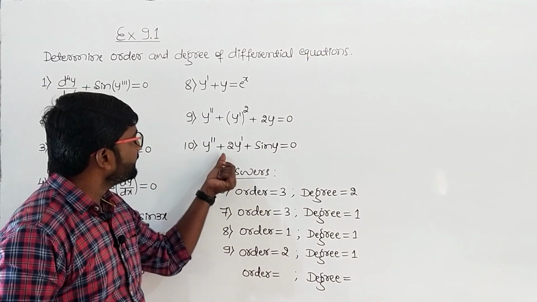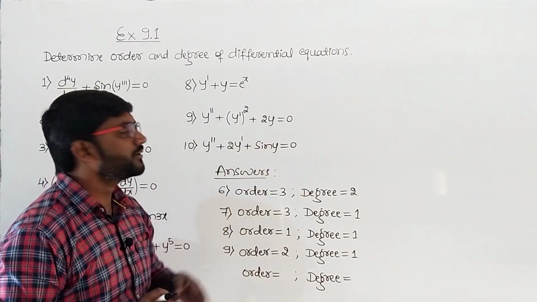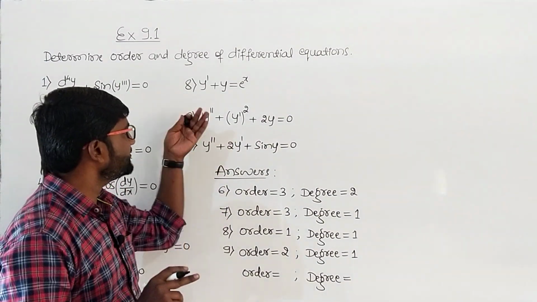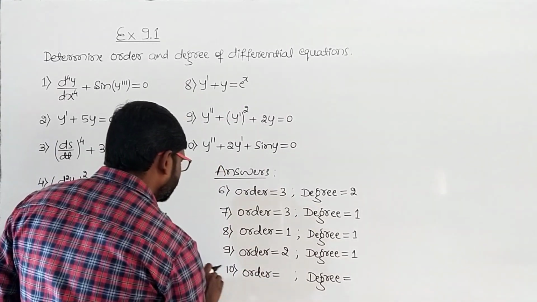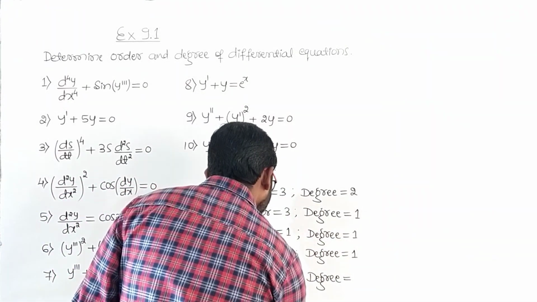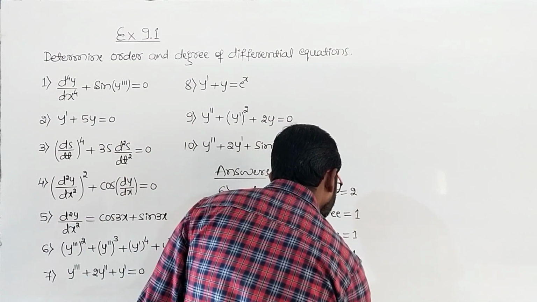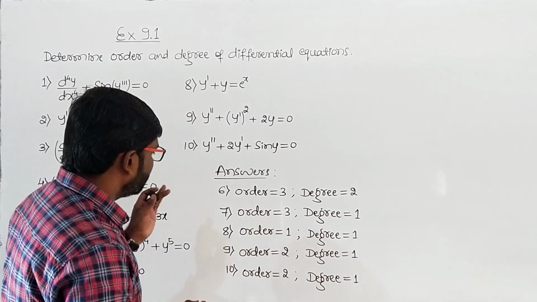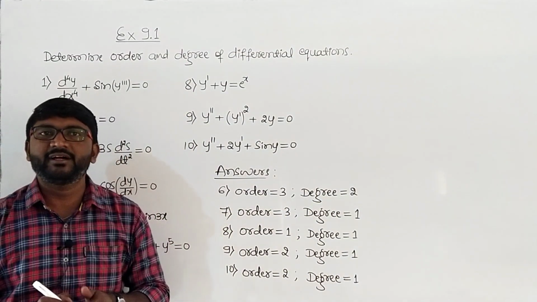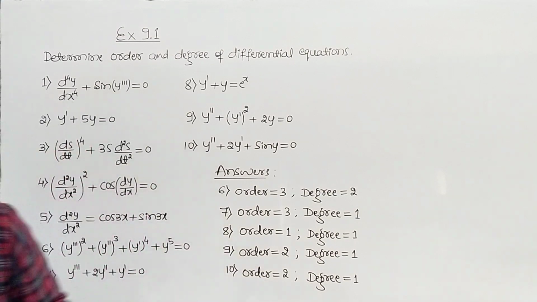y double dash plus 2y dash plus sin y equals 0. So again the highest order derivative is 2, whose power is 1. Tenth one. So order is 2, degree is 1. So this is all about the first 10 questions. Note down this. We have 2 more multiple choice questions in this exercise.